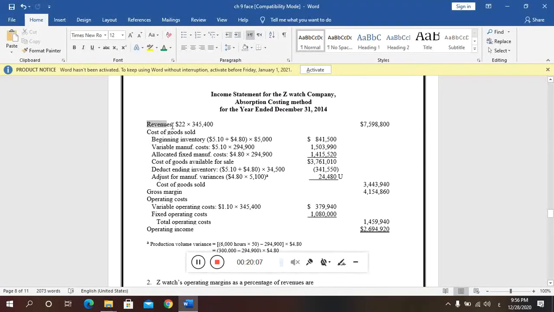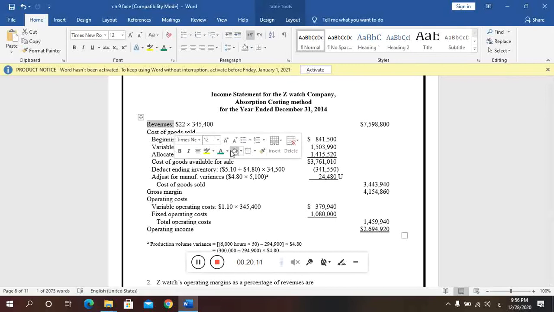Revenues minus, here بقى, because we are under absorption method, we will deduct total cost, total cost of goods sold, total كلها fixed and variable. So revenues is computed by multiplying selling price by the quantity of units sold. So it will be 7 million, the same sales revenue. And the cost of goods sold is computed by beginning inventory plus variable manufacturing and fixed manufacturing.